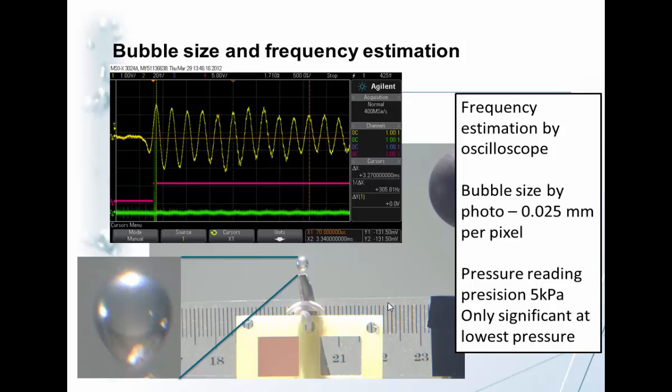The pressure reading was done by an instrument, and the precision of that was unfortunately 5 kPa, but in this experiment this is only significant for the lowest pressures.